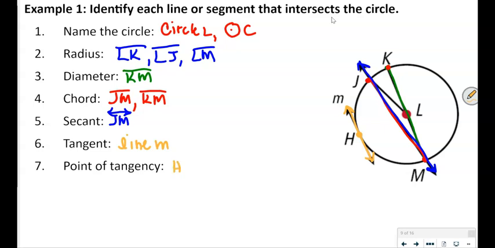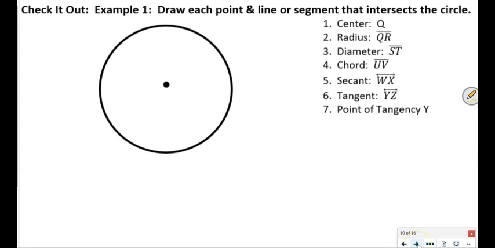So remember, you can name lines with little letters that indicate the line and write the word line, okay? Or you can do it with 2 letters. In this case, we don't have 2 letters on the line, so we have to name it with just that little letter. All right, this is our check it out. Pause the video here and see if you can go ahead and draw these things in the diagram, and then we're going to talk.